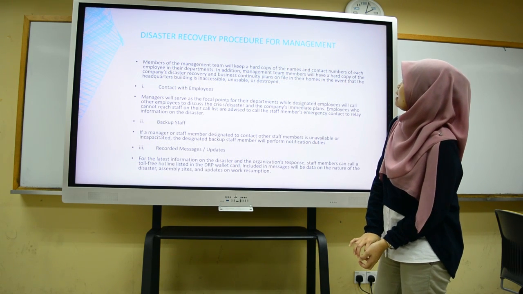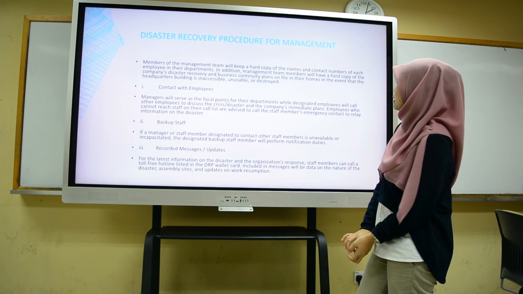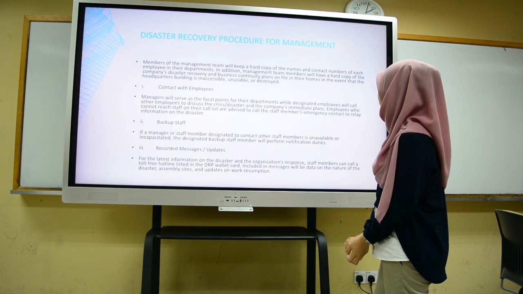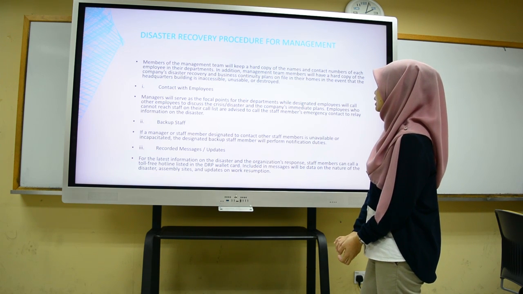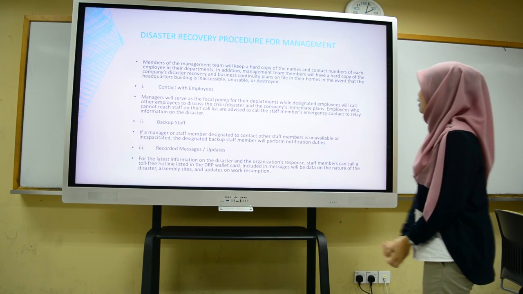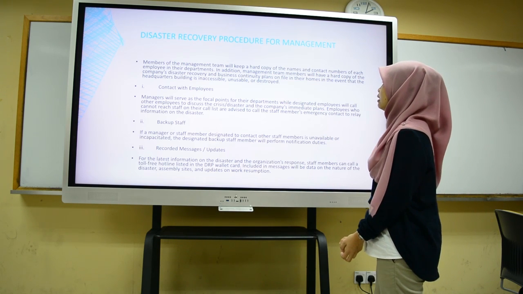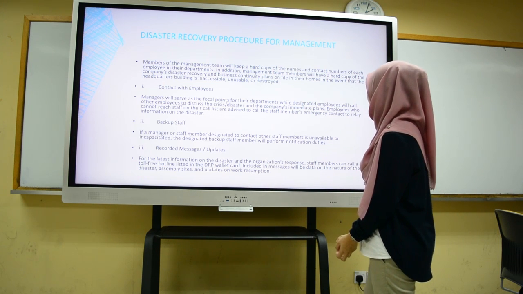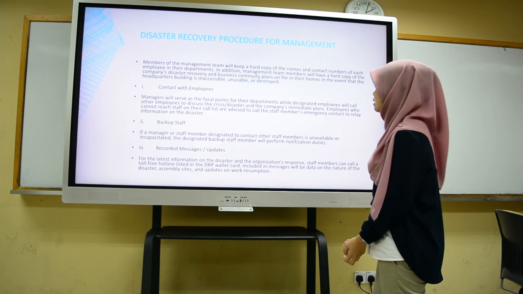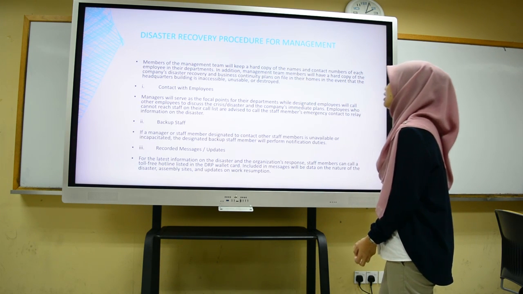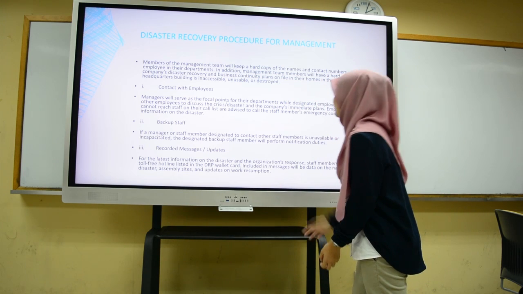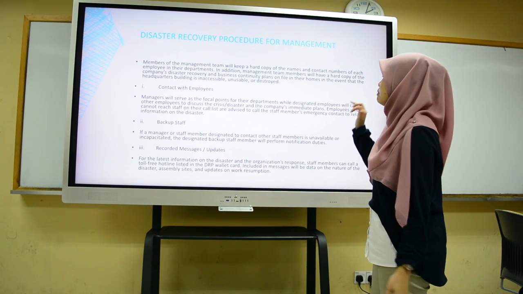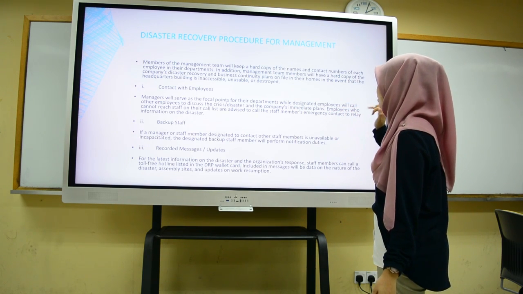Okay, the disaster recovery procedure for management. The members of the management team will keep a hard copy of the name and contact number of each employee in their department. In addition, management team members will have a hard copy of the company disaster recovery and business continuity plan on file in their home, in the event that the headquarters building is disaster and destroyed.